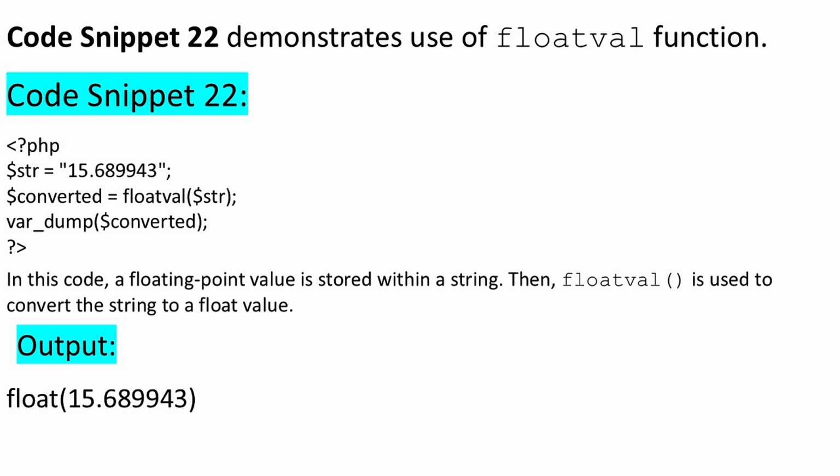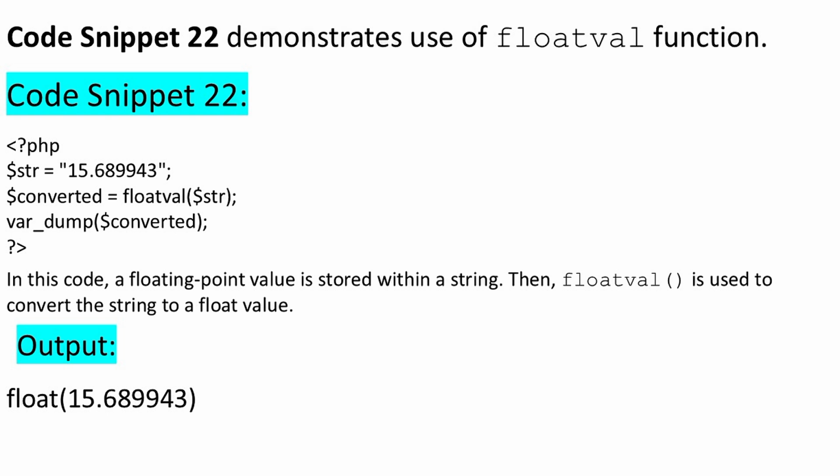(15.689943), which clearly shows that PHP has successfully converted the string into a float. The number inside the parentheses confirms that the value is now a floating point type and can be used for arithmetic operations, comparisons, or other numerical calculations. This example is a perfect illustration of how the floatval function makes it easy to convert text-based numeric values into real numbers in PHP. It's especially useful when dealing with data received from user input forms, databases, or APIs, where numbers are often stored as strings.